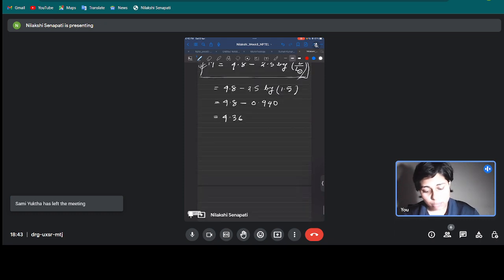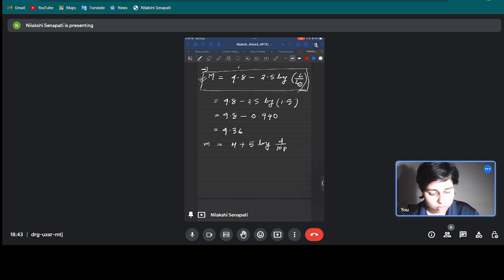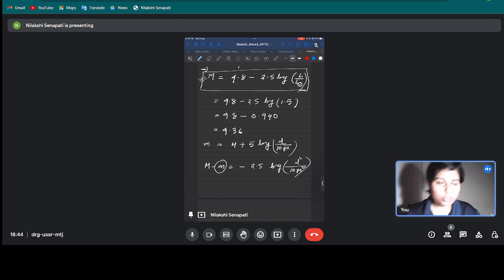Now we need to calculate the apparent magnitude, that is small m, and that will be nothing but capital M plus 5 log of d by 10 parsec. How? Because we know that m minus M is equal to minus 2.5 log of d square by 10 parsec square. If the 2 is coming out, then it is 2.5 into 2, that is 5. We know the capital M, so we substitute this and this, and then we get this formula.